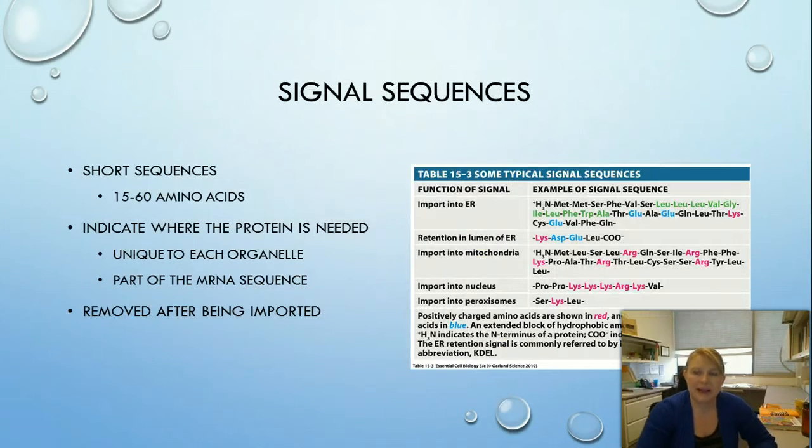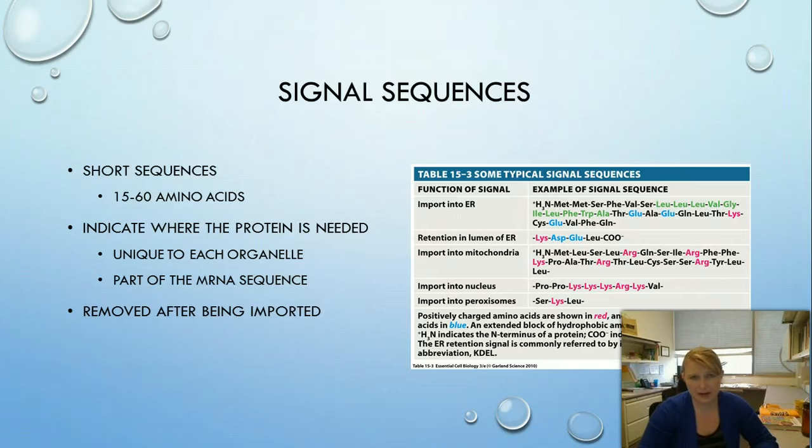So the first thing is, how does the cell know where the proteins need to go? And this all comes back to the signal sequences. These are specific amino acid sequences found within the protein. And so they're various, and you can see the different examples here on this slide. But they say that this protein needs to go to the ER, this protein needs to go to the mitochondria, and this is how cells can figure it out, through these unique sequences.